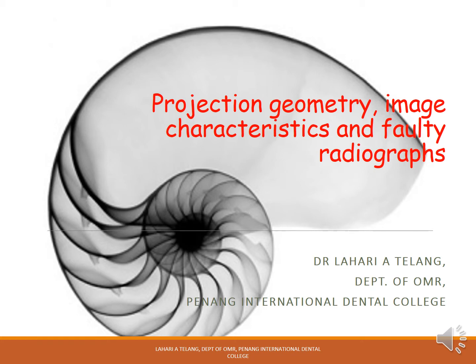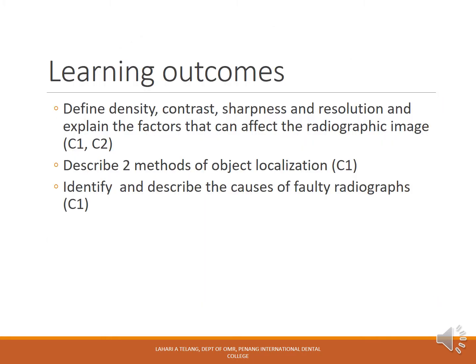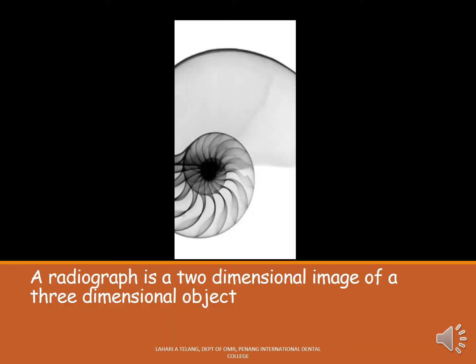This is our lecture on projection geometry, image characteristics, and faulty radiographs. The learning outcomes would be to define density, contrast, sharpness, and resolution, and explain the factors that affect the radiographic image. Next, describe two methods of object localization. This is a new concept that I will be teaching you in this chapter. And identify and describe the causes of faulty radiographs.